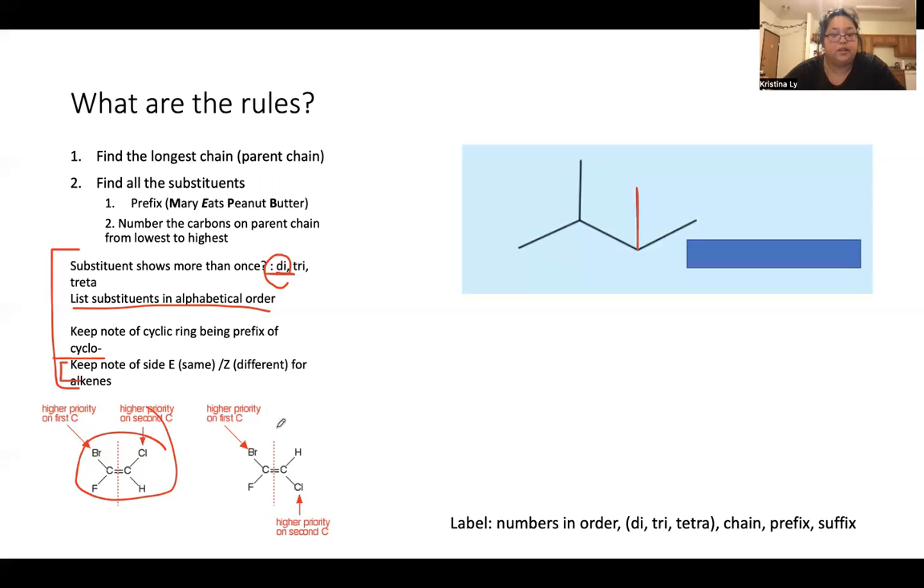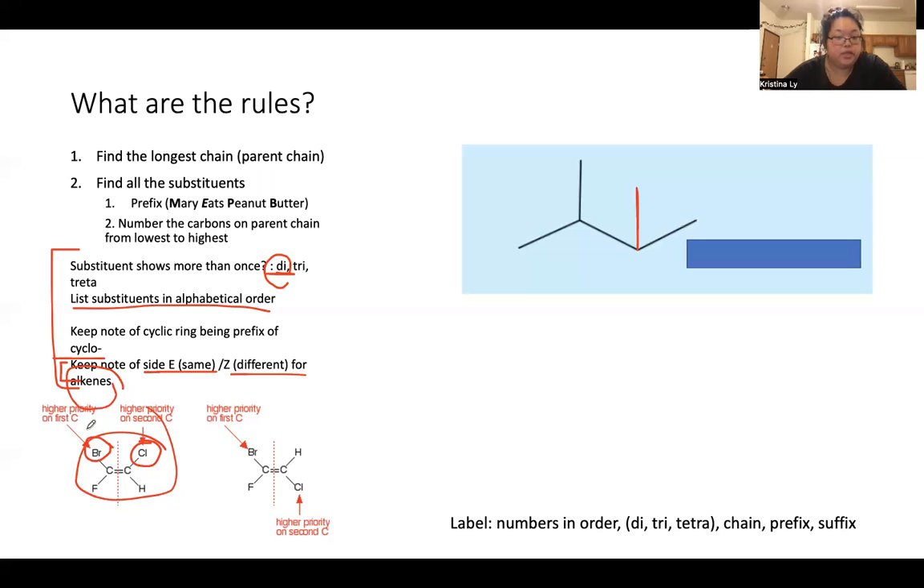In alkenes specifically, so we're going to make sure, not alkanes, alkenes, we will have to label if it's E or Z. And what I mean by same side or different side is, yes, they split in the middle, and we can see the priorities: Br on the periodic table is higher than Cl.